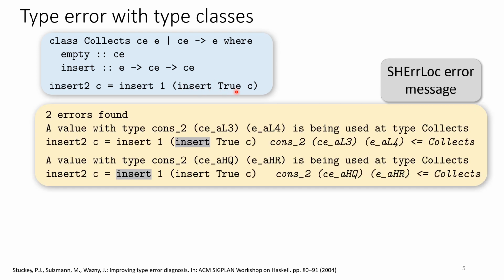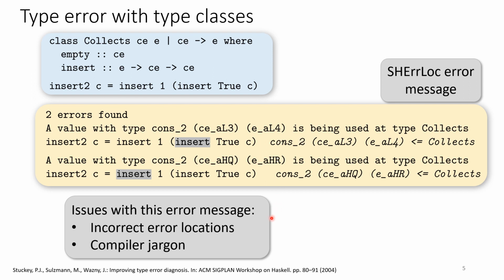If we load this program into Sherlock, it produces this error message. Sherlock usually generates high-quality error messages, but for this case, this message has 2 issues. The first issue is that it only attributes the type error to this insert or this insert. But indeed, if we change 1 or true, we are able to remove the type error. And actually, the paper that introduced this example indicates that the type error is due to the 1.